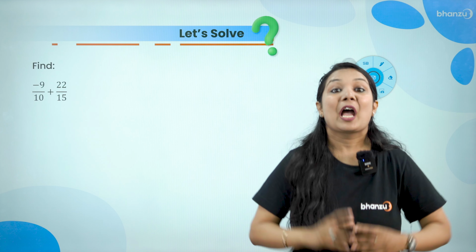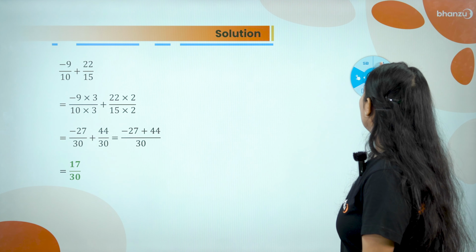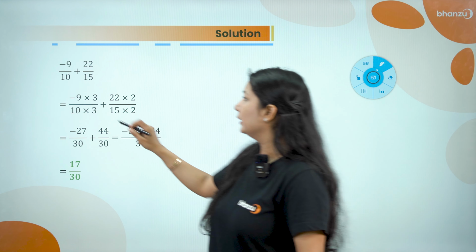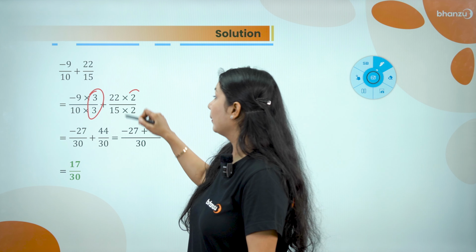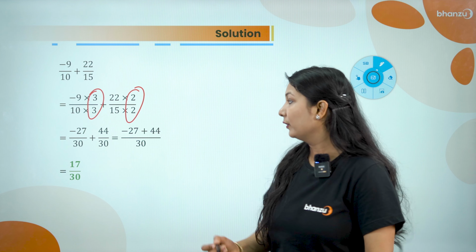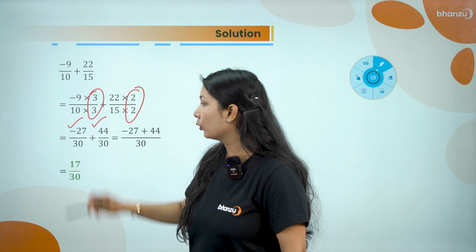How do we make it? By equivalent rational numbers. So let's see. For making the denominator 30, we need to multiply the first one by 3 into 3 and the second rational number by 2 into 2. So once we do that, what do we get? We get minus 27 by 30 plus 44 by 30.